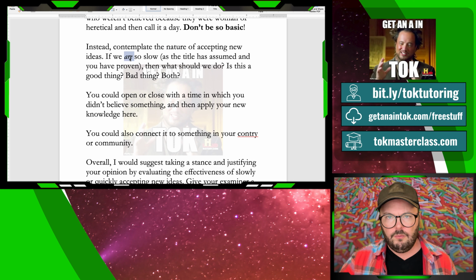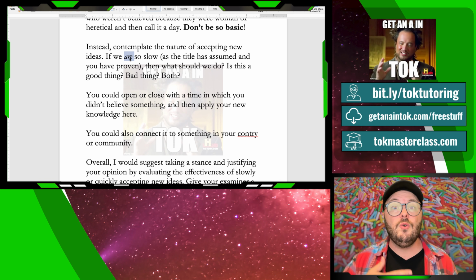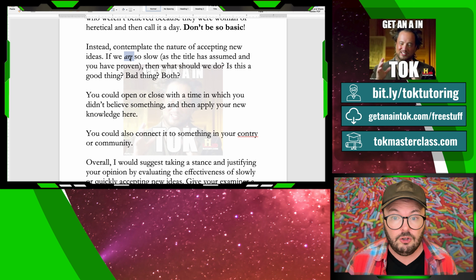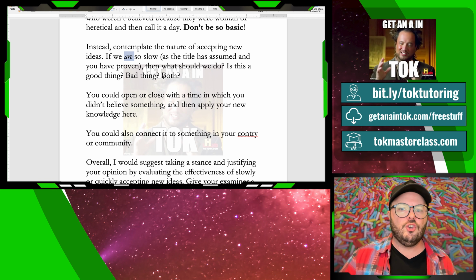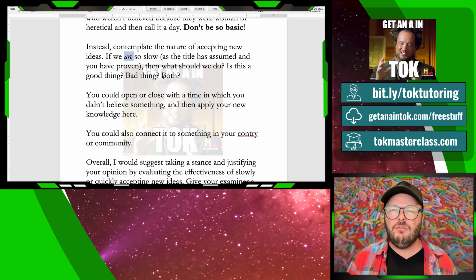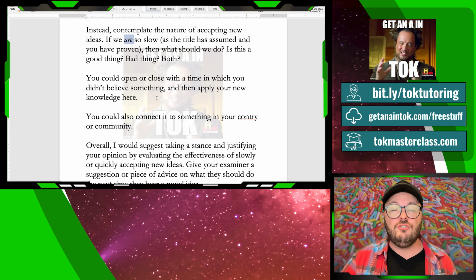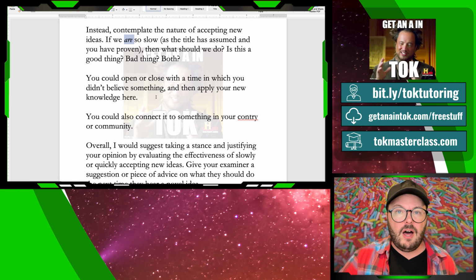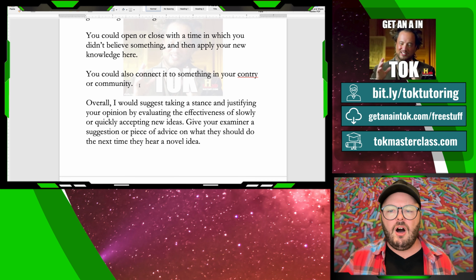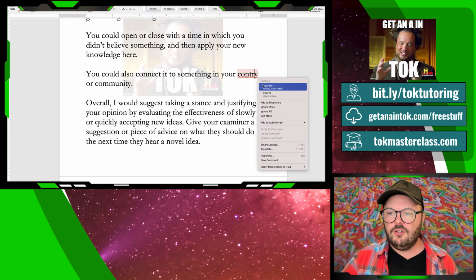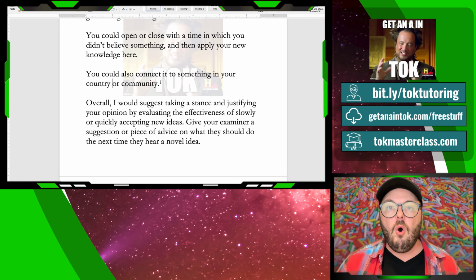If we are slow, which the title has assumed and you have hopefully proven by the conclusion, then what should we do? Is it good? Bad? Is it both? Don't go both. Take a side. That makes a stronger conclusion. So you could open or close also with a time in which you didn't believe something, then apply your new knowledge there. You could also connect it to something new. Your country, glad I didn't publish this yet, or your community.